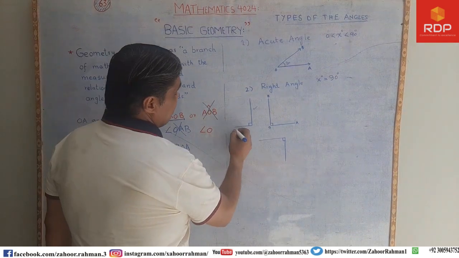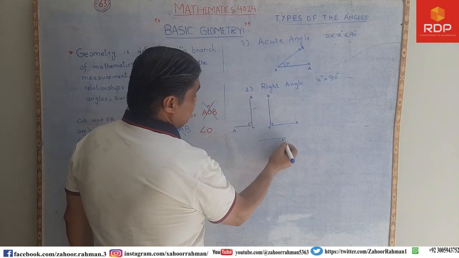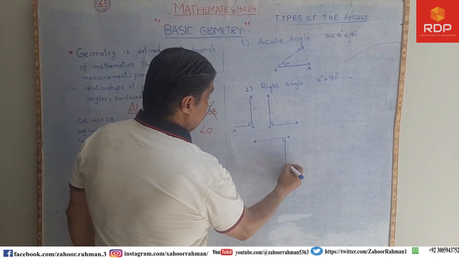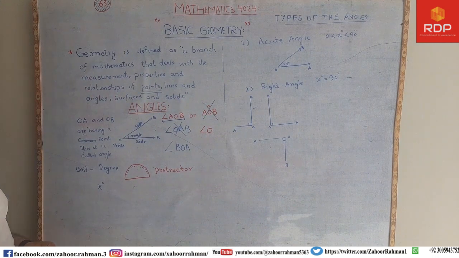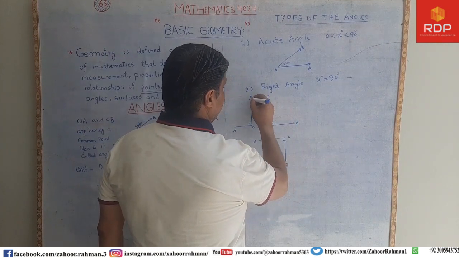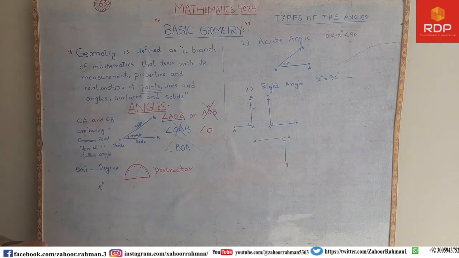denoted by a small square. This is a small square, AOB. So when an angle is equal to 90 degree, then it means that it is a right angle, right angle we are calling it.